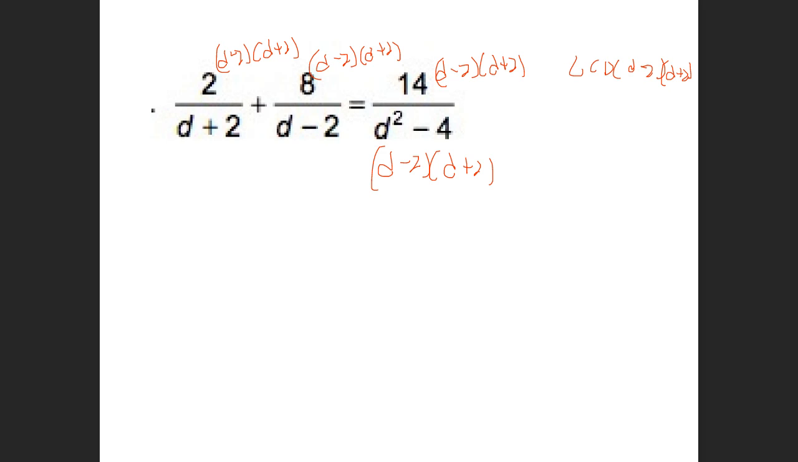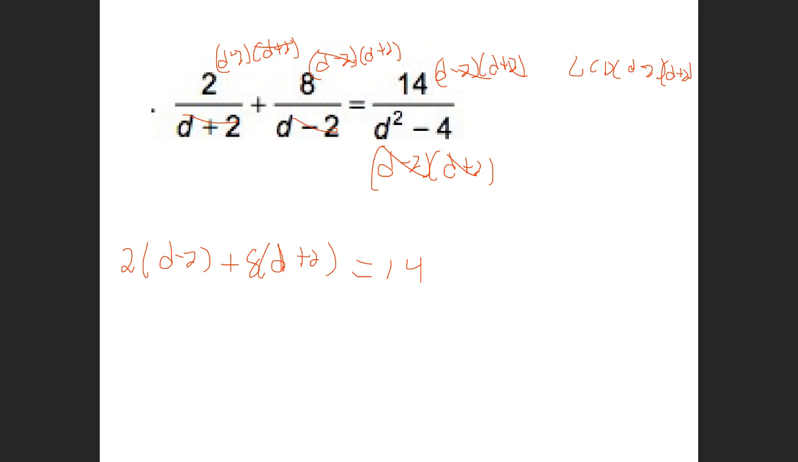Okay, I'm going to cross off the d plus 2 here. So what am I left with? I'm left with 2 times d minus 2. Okay, that's my first term. Plus, here my d minus 2's are going to cross off. So I'm left with 8. And then d plus 2 is equal to, well, here they both cross off, 14.